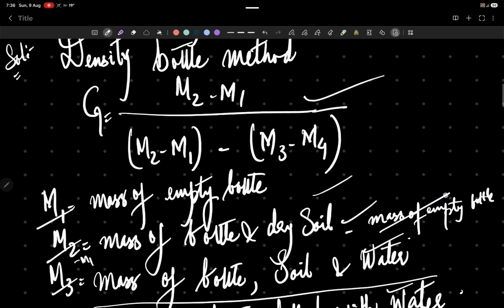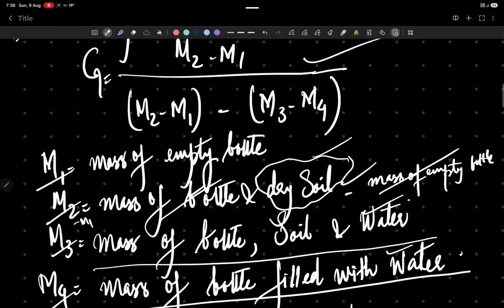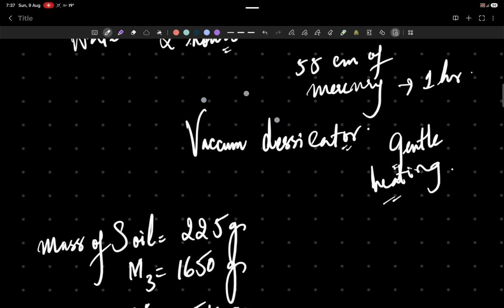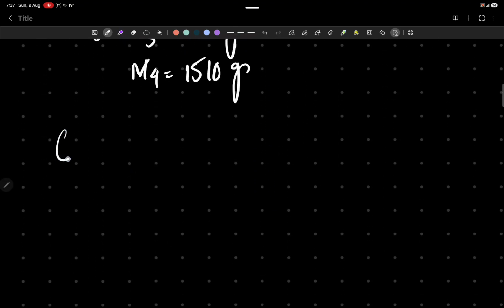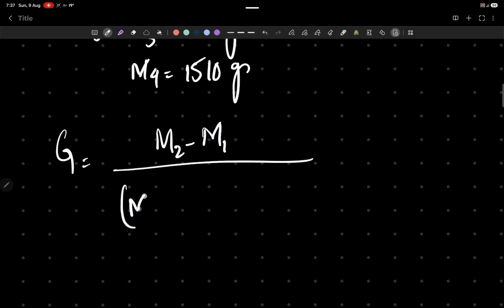This and this will cancel out. We will only be left with the mass of dry soil. That is why in the question it has not provided us M1 and M2 separately. Rather, it has provided only the mass of dry soil. Alright, so don't get confused. In the generalized equation, I have M2 minus M1, but we don't have M2 and M1 separately.